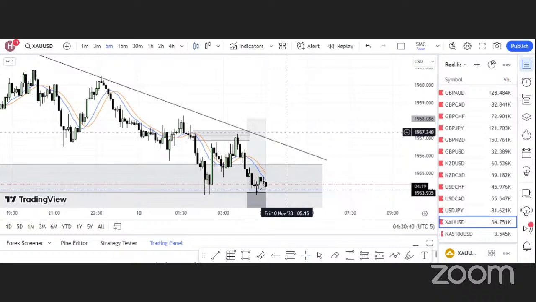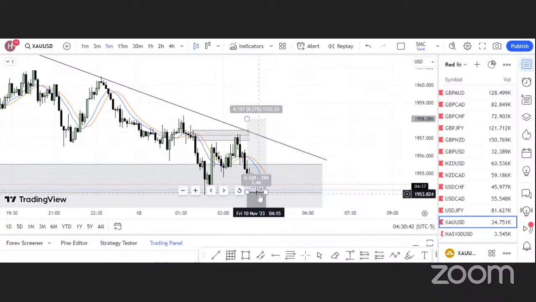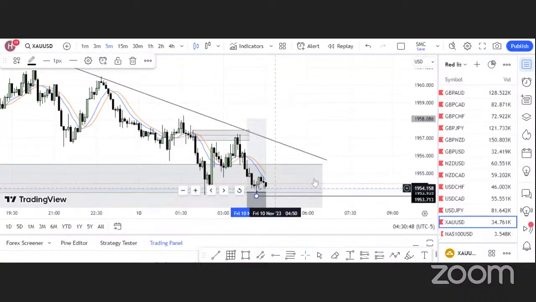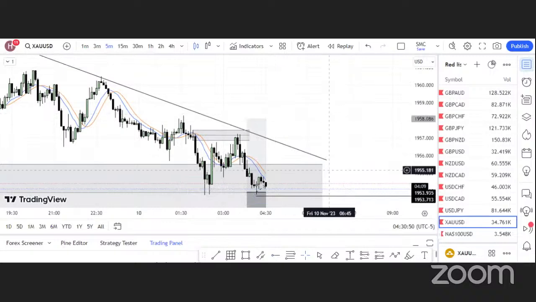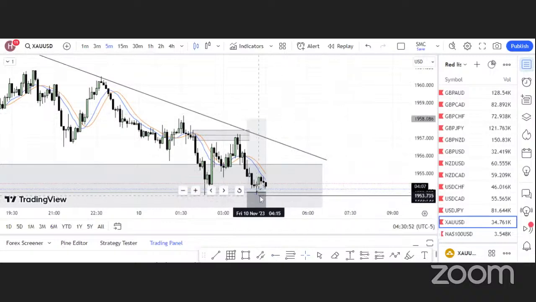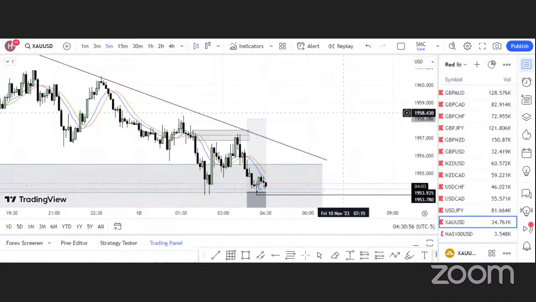So like I said, if it comes below this area, we close in little loss. This is the area here. So if the market goes below there, we close with a small loss. All right.